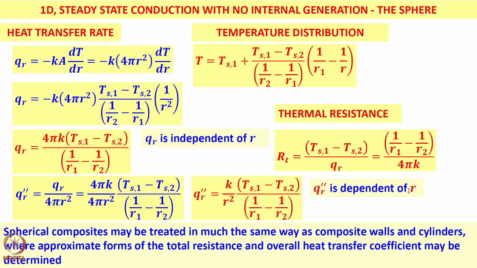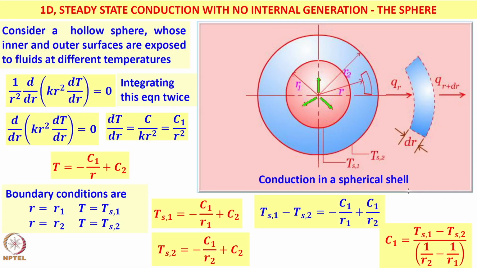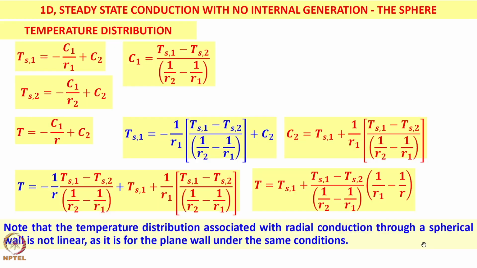So, Qr is minus K 4 pi r squared dT by dr. dT by dr came from the previous page where we had the expression here: dT by dr is C1 by r squared. So, I will substitute from C1, which is this one. C1 is Ts1 minus Ts2 divided by 1 by R2 minus 1 by R1. I will substitute that whole thing divided by R squared as dT by dr.